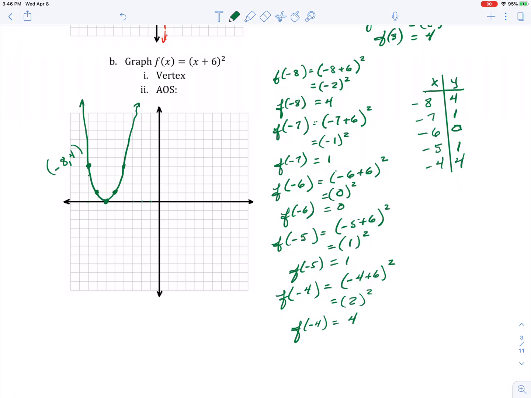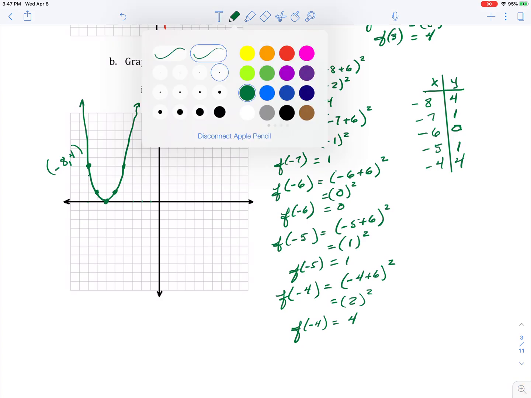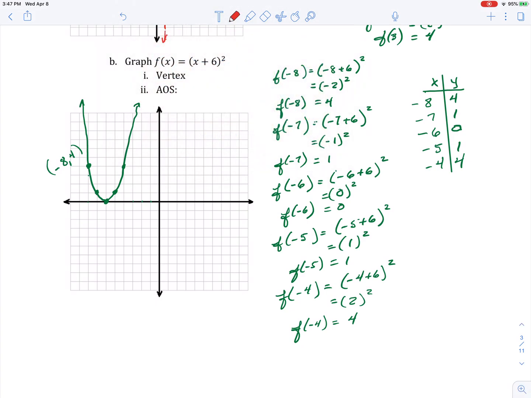There was a plus 6 inside the parentheses, and you'll notice that this graph shifted 6 units to the left. The axis of symmetry now has moved over here to the equation x equals negative 6. And the vertex now, this low point, which at some point you'll hear me call the minimum point, or the turning point. There are a lot of different terms for that.